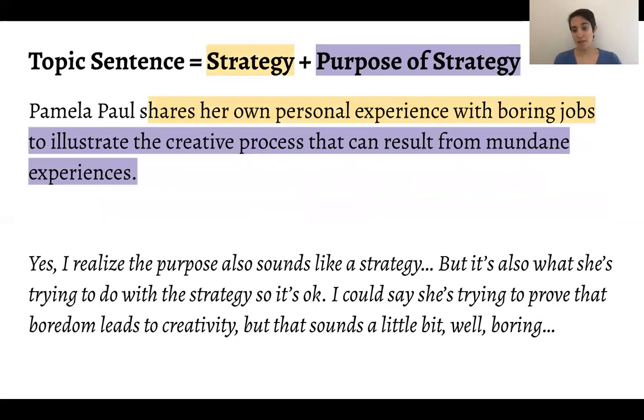The topic sentence of every paragraph that you write needs to have the strategy and also the purpose of the strategy. So my topic sentence is, Pamela Paul shares her own personal experience with boring jobs to illustrate the creative process that can result from mundane experiences. Yes, I do realize that illustrates is also a strategy, but it just seems boring to say that she's sharing her personal experience in order to prove that boredom leads to creativity. It's kind of, well, boring.